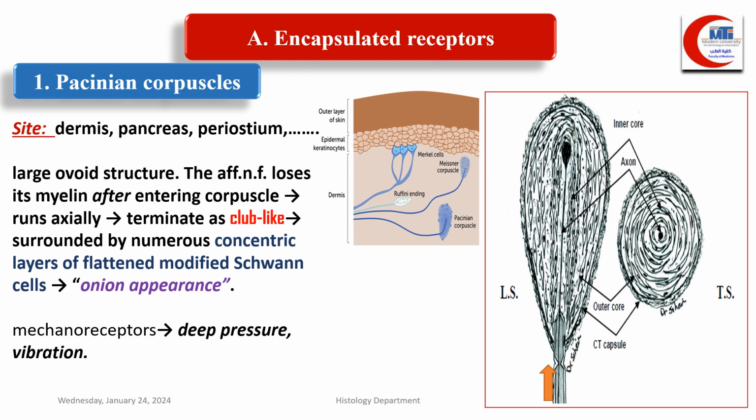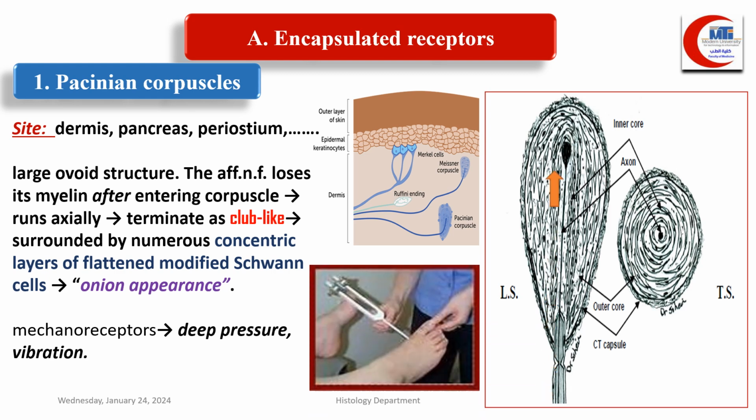What about the function of the Pacinian corpuscle? Its main function is as a mechanoreceptor also. It responds to deep pressure and vibration. Here, this is a test of vibration, for which the Pacinian corpuscle is responsible for this response.